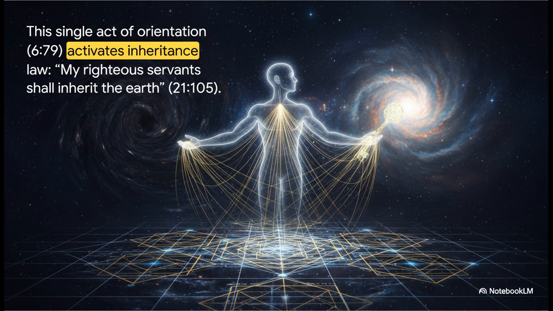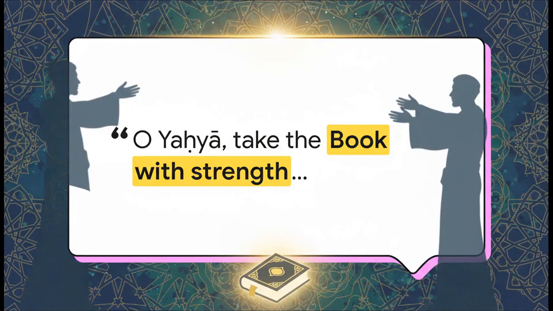By aligning yourself with a fundamental law of the originator, you legally qualify to inherit reality itself. It's presented as a direct, lawful consequence, not just something you hope for. But wait, there's a prerequisite. You can't just jump into this. The source points to this verse as a kind of hidden key. You can't start this process with empty hands. It all begins with the command, "O Yaḥyā, take the book with strength."